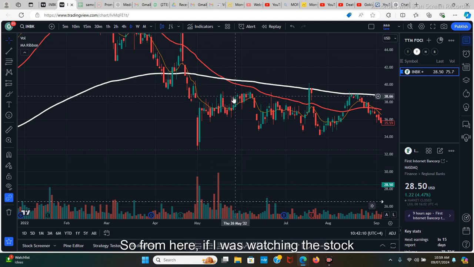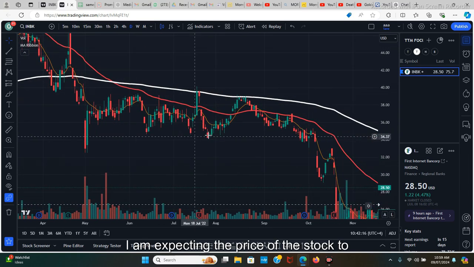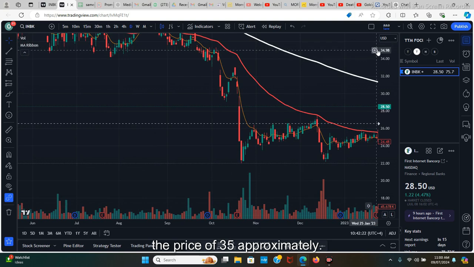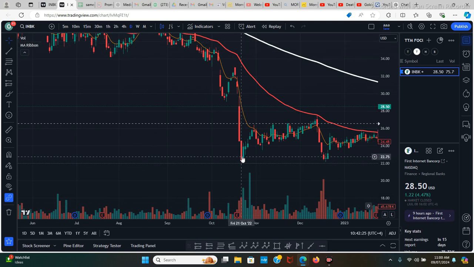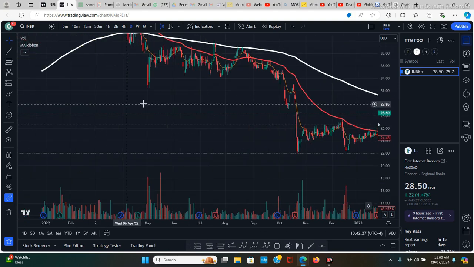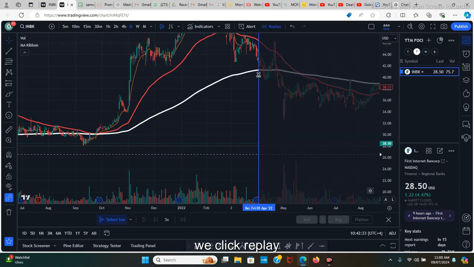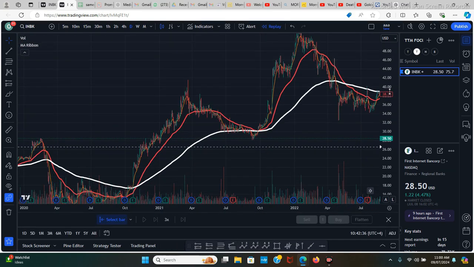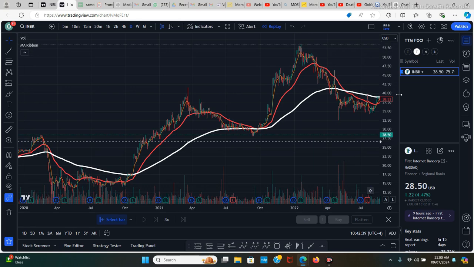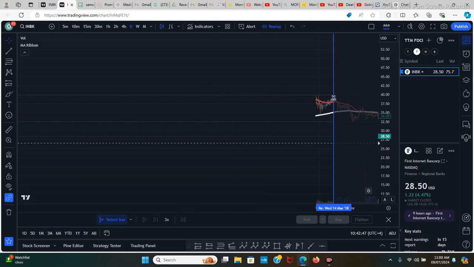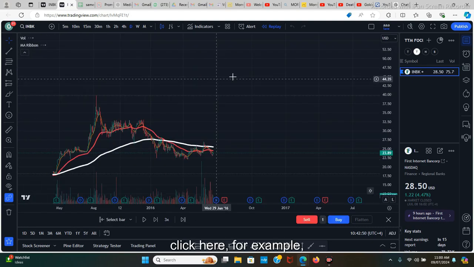So from here, if I was watching this stock somewhere here, I'm expecting the price of the stock to fall in the future. And this is what happened. It fell from the price of 35 approximately down to 22. Now, if we backtest this strategy, we click replay and we backtest this golden cross trading strategy. And suppose we go back and we click here, for example.